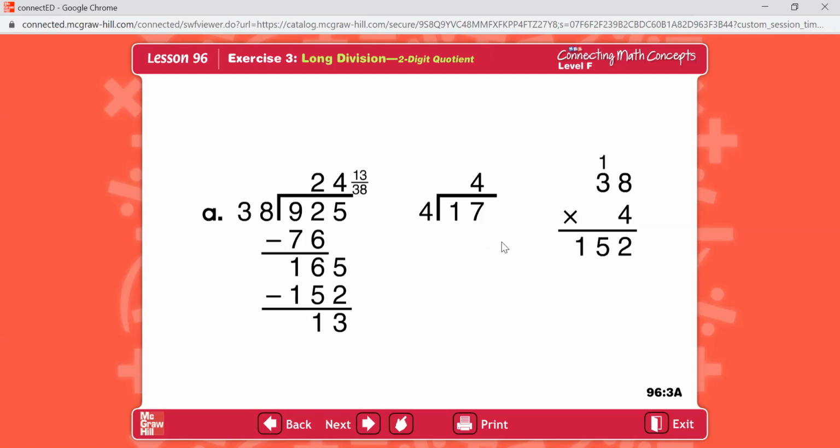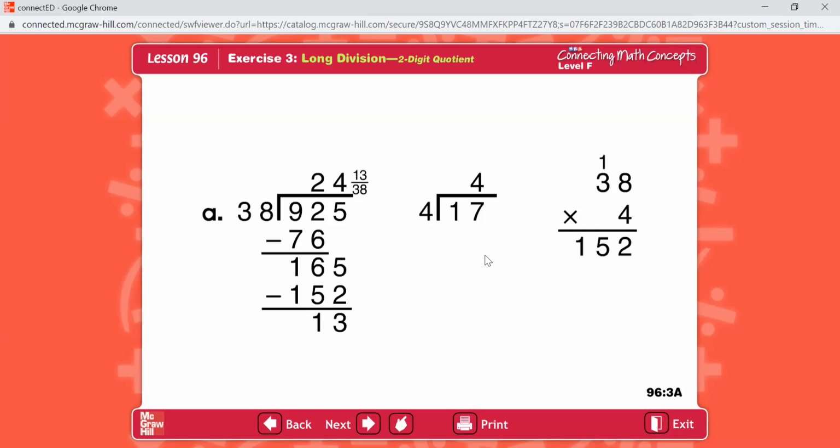Now, moving on to problem B. 4,823 divided by 91. Pause the video now to do your work. Resume when you're ready. Let's check your work. You brought down the 3. You worked the problem 273 divided by 91.